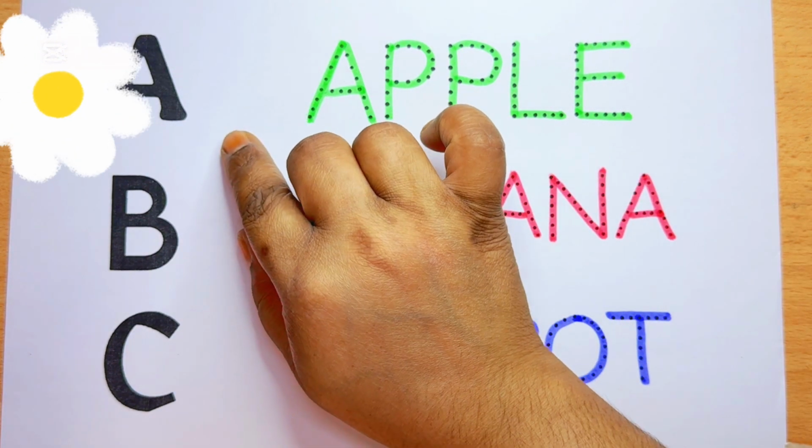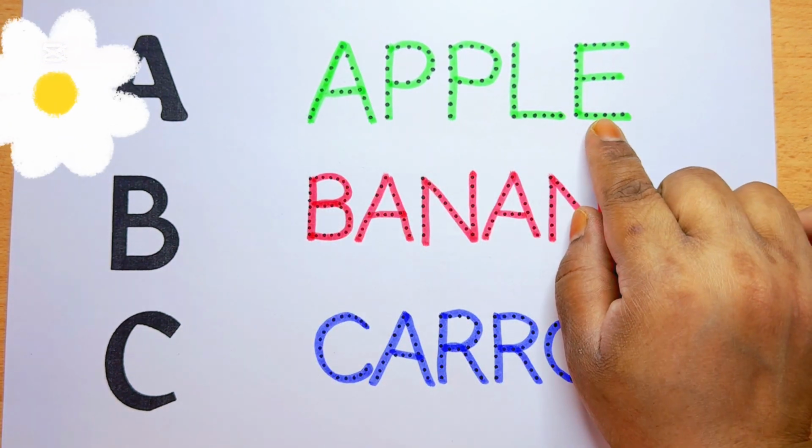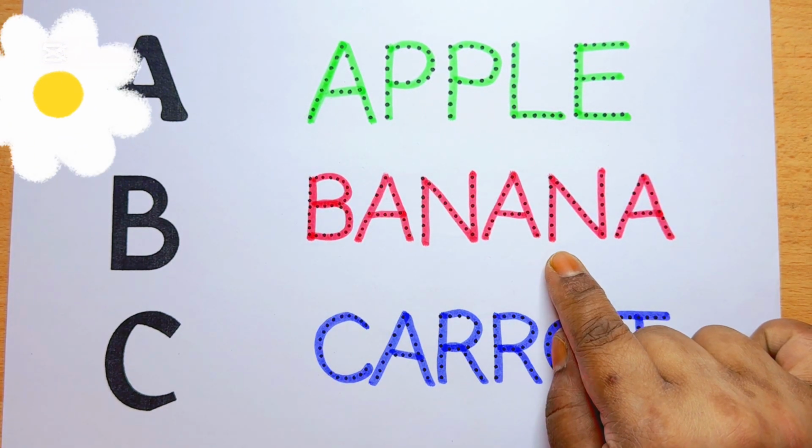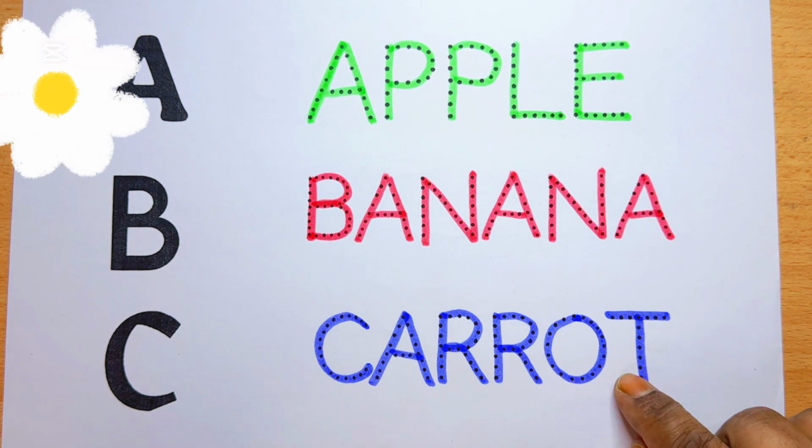Let's revise again. A for apple. B for banana. C for carrot.